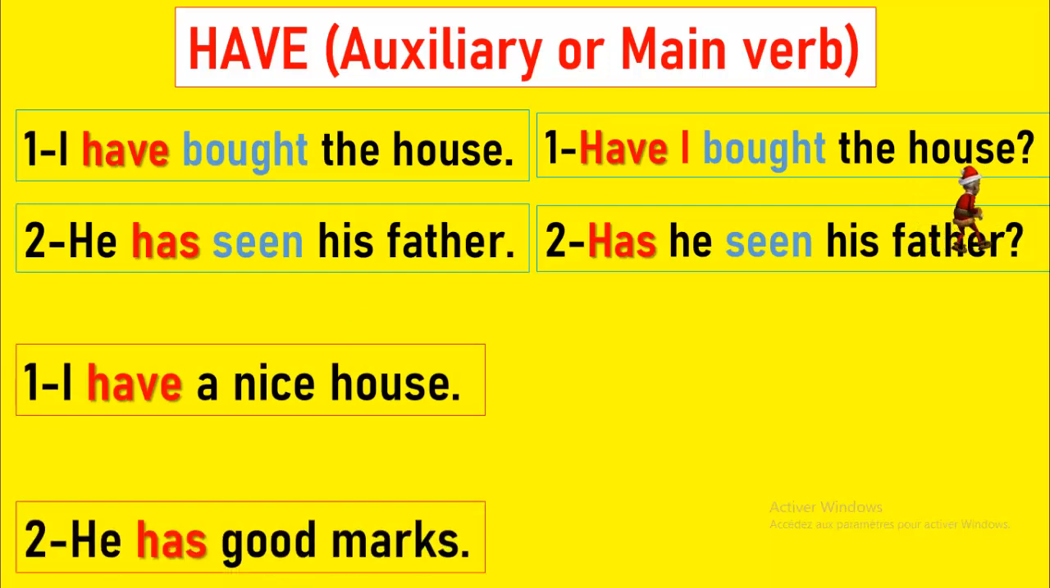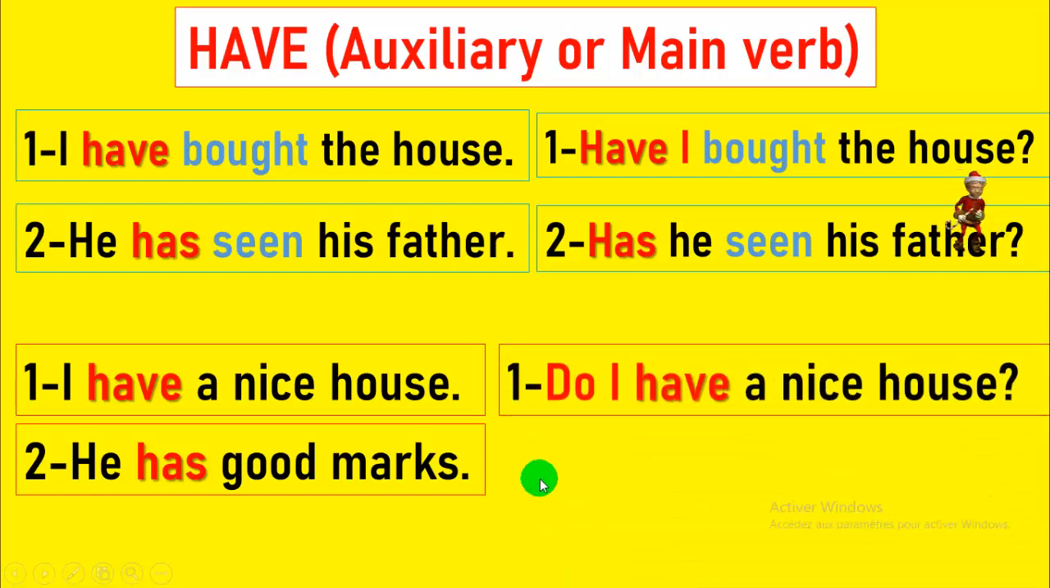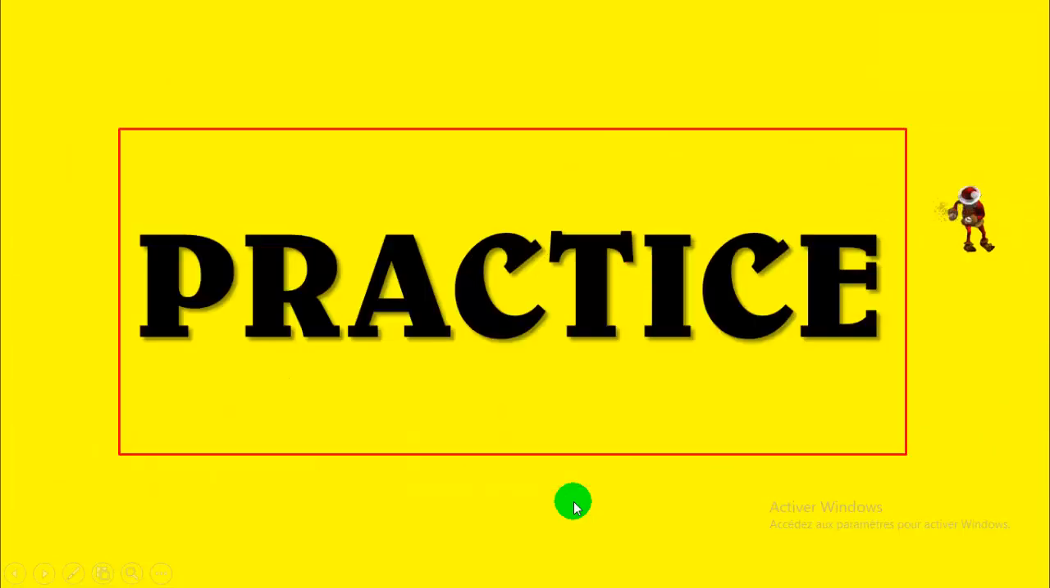I have a nice house. He has good marks. Ici, have n'accompagne aucun verbe et il a un sens en français. Posséder, avoir, obtenir. En wolof, am. Dans ce cas, c'est un verbe. Do I have a nice house? Does he have good marks?